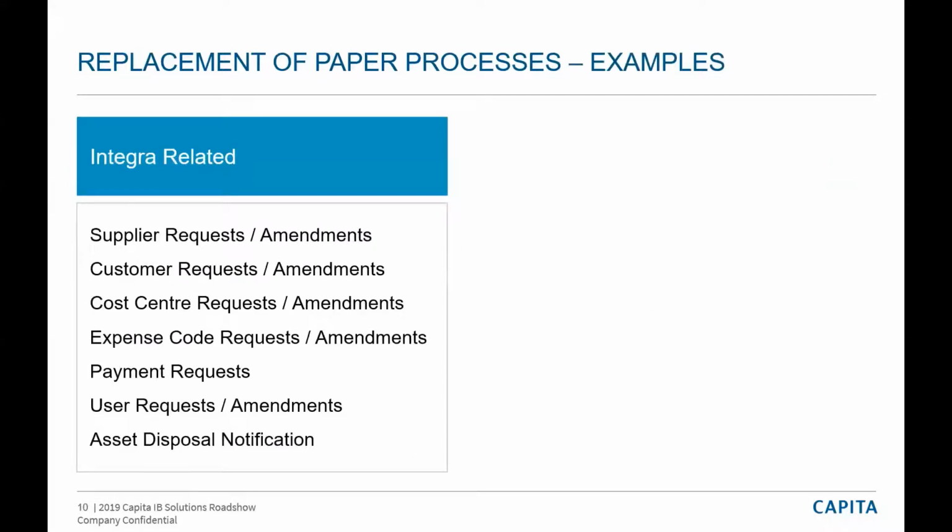So there are lots of examples of these across lots of different sites. Commonly, Integra-related items are things like requests for new suppliers, requests for customers, requests for cost centres, expense codes, requests for payments to be made, user setup, asset disposal, and that's just a sample. Obviously, you can think of pretty much any reference file in Integra. You can create a request for it. Quite a number of transactions you can create requests for as well.